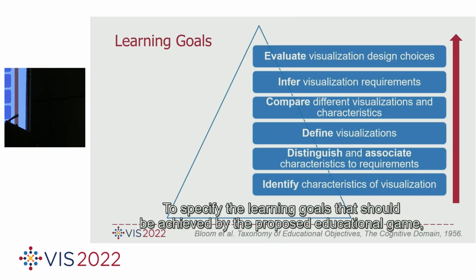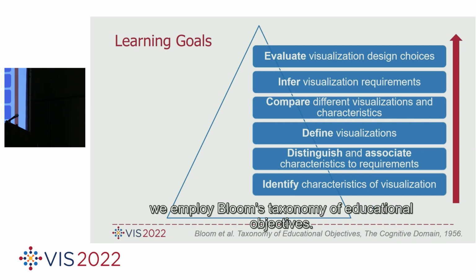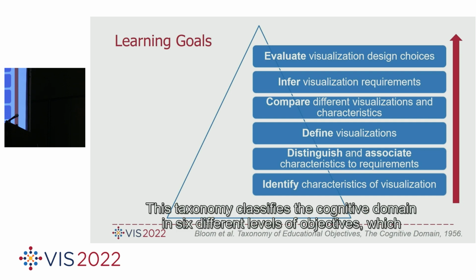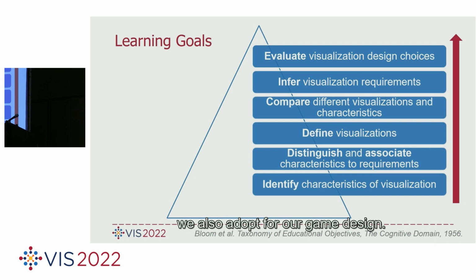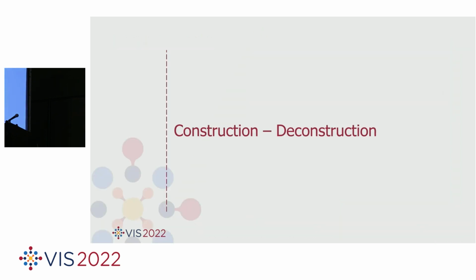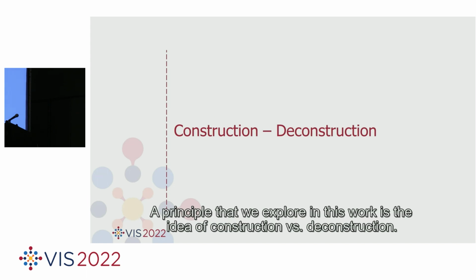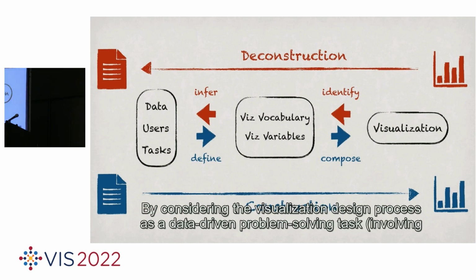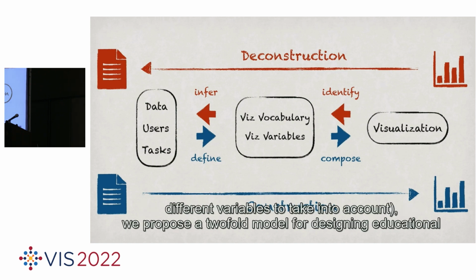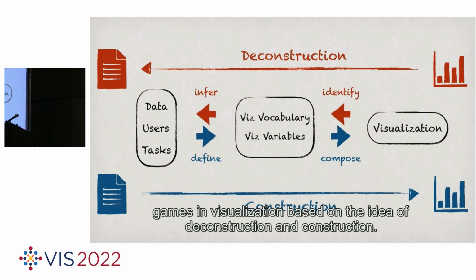To specify the learning goals that should be achieved by the proposed educational game, we employ Bloom's taxonomy of educational objectives. This taxonomy classifies the cognitive domain in 6 different levels of objectives, which we also adopt for our game design. A principle that we explore in this work is the idea of construction versus deconstruction. By considering the visualization design process as a data-driven problem-solving task involving different variables to take into account, we propose a twofold model for designing educational games in visualization based on the idea of deconstruction and construction.